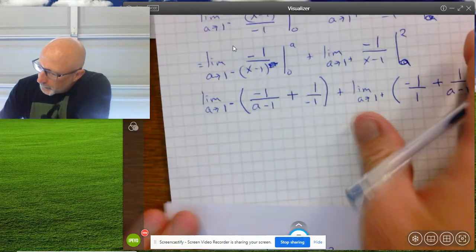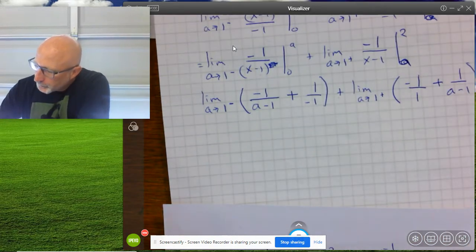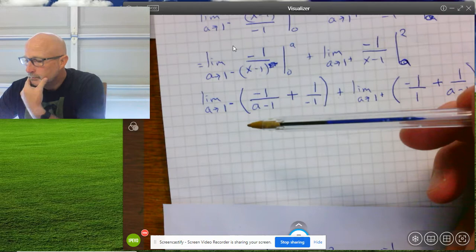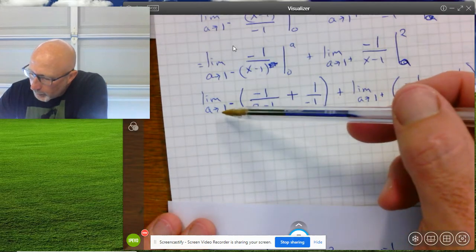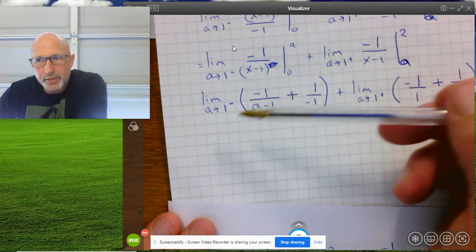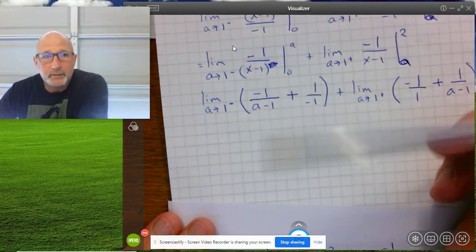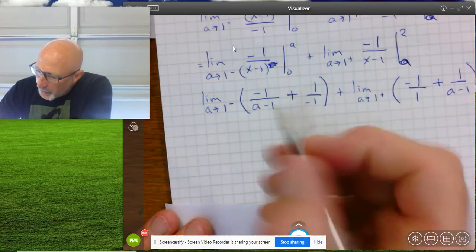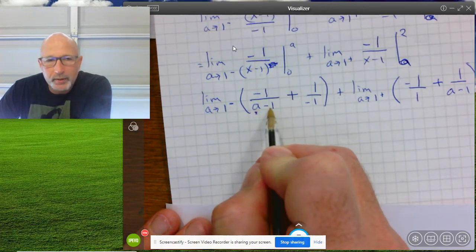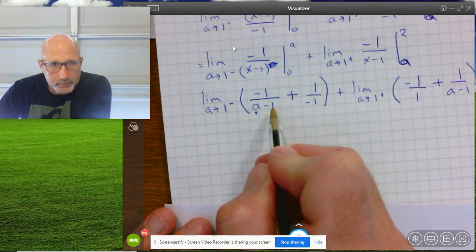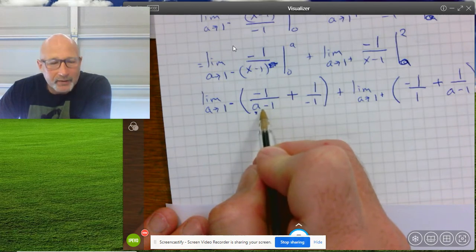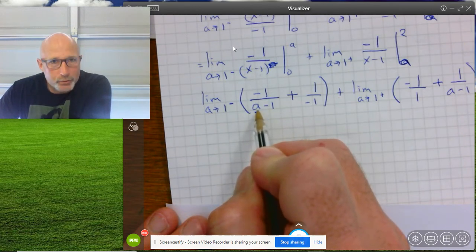Okay, so let's see what's happening here. As a goes to 1 from the negative side, that means it's going to take on values that are less than 1. Half, 3/4, 0.9, 0.99, and so on. They'll all be less than 1. So this number, a, is going to be less than 1, but it's going to be getting infinitely closer to it. So this thing is going to approach something that's infinitesimally small, but from the negative direction.